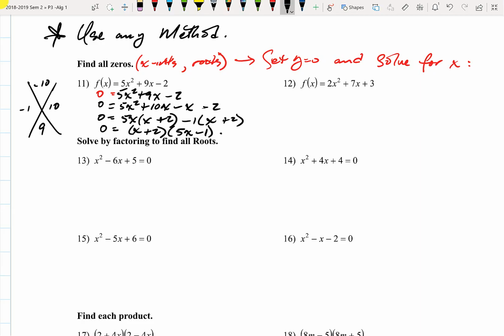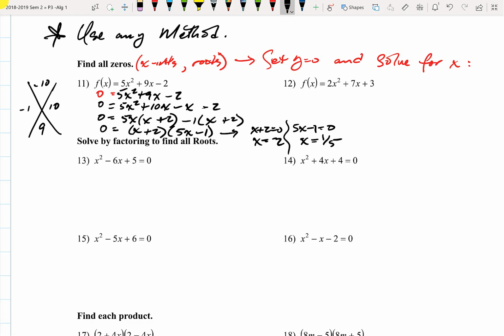And then you want to use the zero product rule. So x plus 2 equals 0. And then 5x minus 1 equals 0. Here x is negative 2. And after you add 1 and divide by 5, you get x equals 1/5 here.